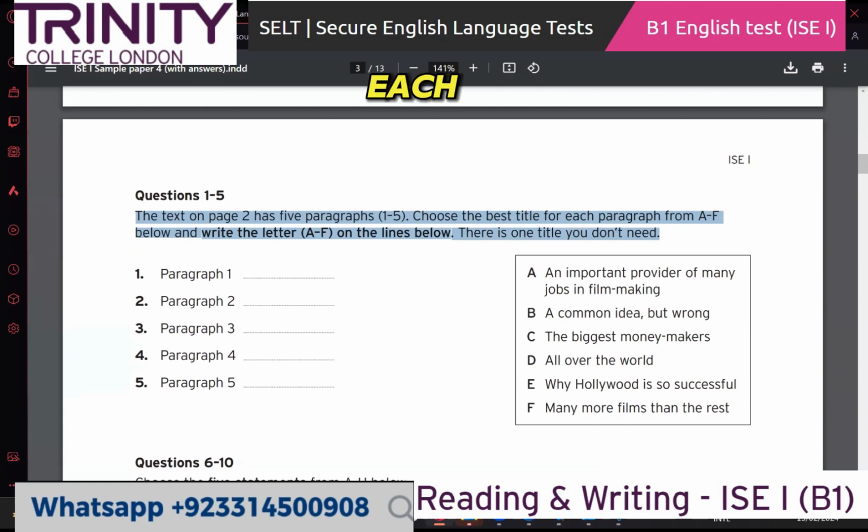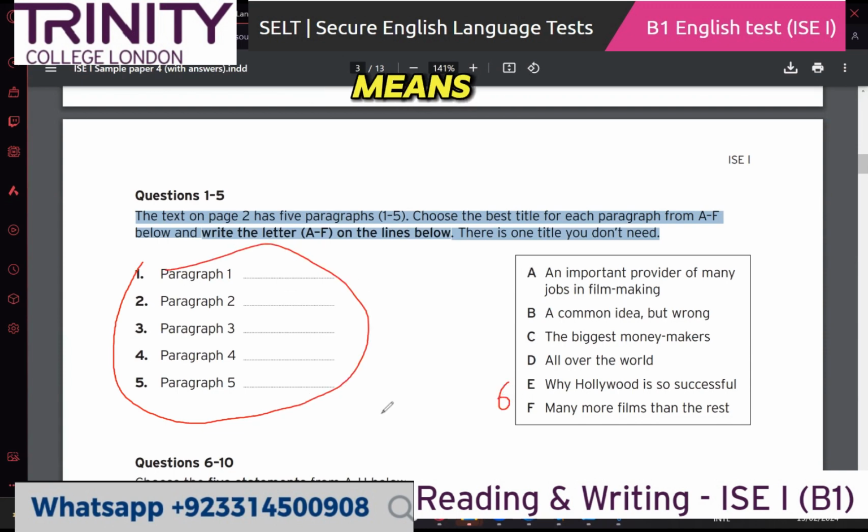Match the title to each paragraph. Choose from A to F below, and write the letter A to F on the line below. There is one title you do not need. So what does it mean? This means that you have 5 paragraphs here, and there are 6 headings.